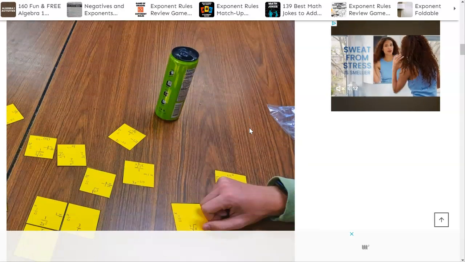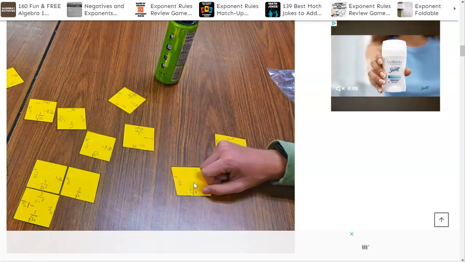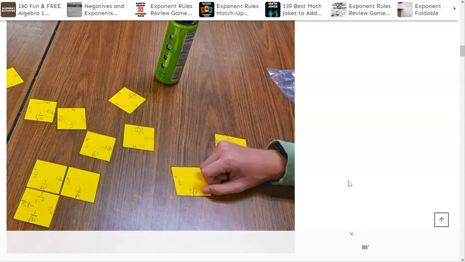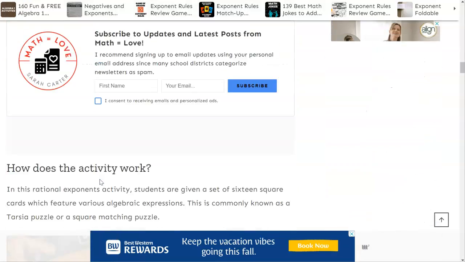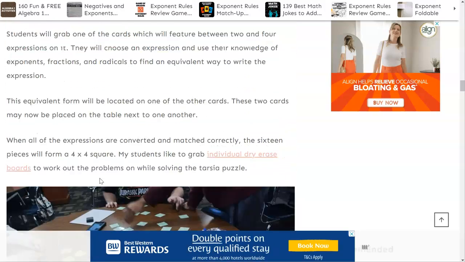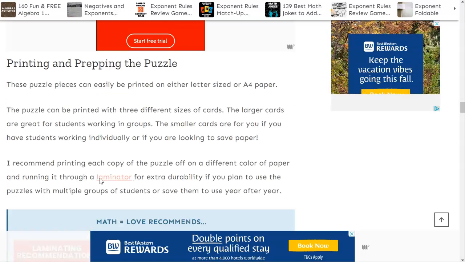She actually used this for a pre-calculus class, but technically speaking, these are Algebra 1 and Algebra 2 standards, so she was just doing some review with her calculus kids, so don't let that deter you. Once they've got these arranged in a square, then they're going to just take a picture of the square and put it on their slides. And that's all there is to it.